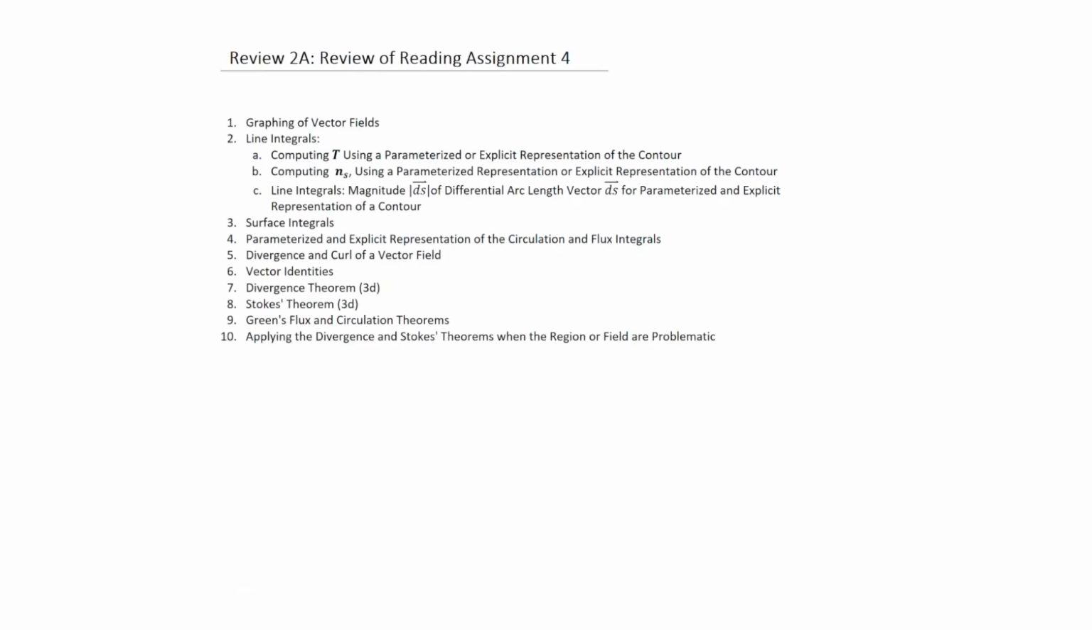Welcome to Review 2A, which is more or less a review of Reading Assignment 4. The contents of the slides to follow are summarized here. Here I only want to go over the major issues, equations, and highlight the main points such as conventions and equations. There are enough worked out examples in the previous lectures, so we're not going to revisit those.